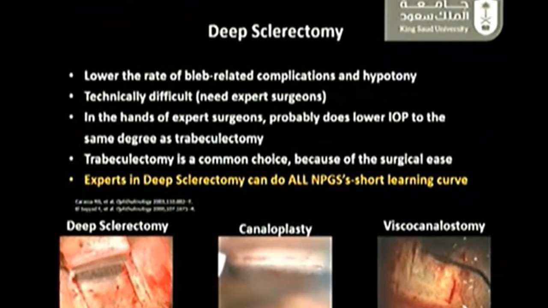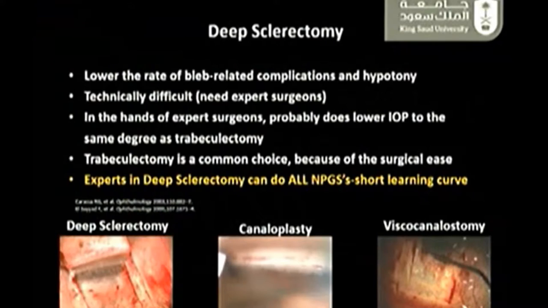In the hands of surgeons who have done 10, 20, 30 cases, they can achieve lower pressure to the same degree as trabeculectomy, because they have wider exposure of the trabeculodescemetic window and therefore more filtration. Trabeculectomy is a common choice because of surgical ease, because people think it's technically easier than deep sclerectomy, but in the end the learning curve of deep sclerectomy is very short. So don't let this myth prevent you from doing deep sclerectomy.